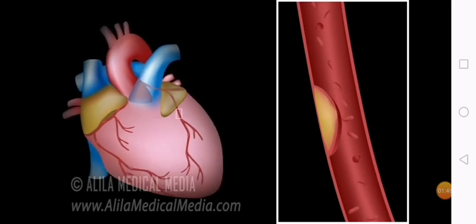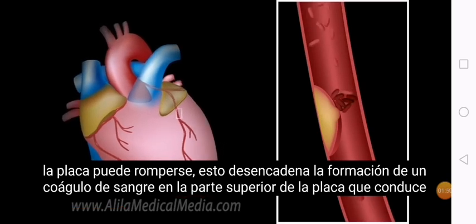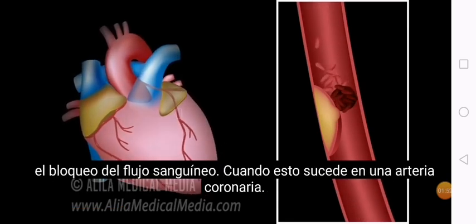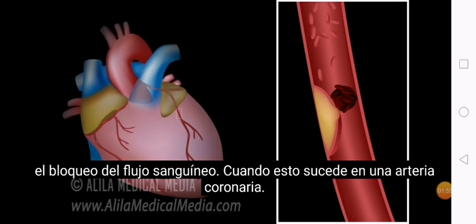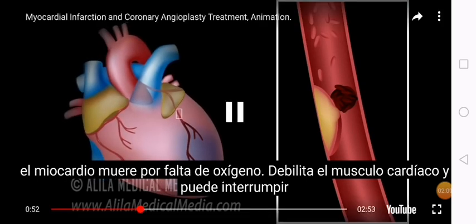Under stress, the plaque may rupture. This triggers formation of a blood clot on top of the plaque, leading to complete blockage of blood flow. When this happens in the coronary artery, the downstream patch of the myocardium dies from lack of oxygen.